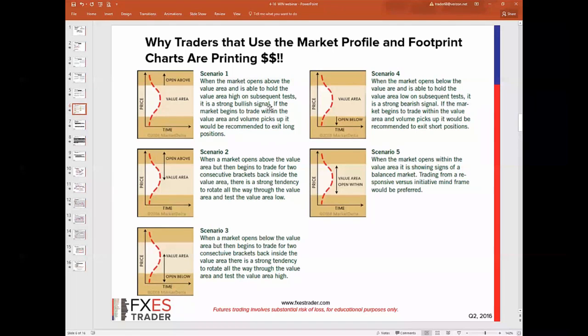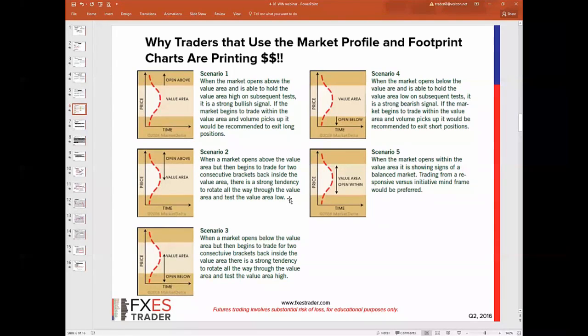Doesn't necessarily mean other time frame players are coming in though. So if the market begins to trade within the value area and volume picks up, it would be recommended to exit long positions. So essentially you're trying to trade off a bounce off the value area high, okay? Common scenario 2, when a market opens above the value area but then begins to trade for 2 consecutive brackets back inside the value area, then there's a strong tendency to rotate all the way through the value area and test the value area low.